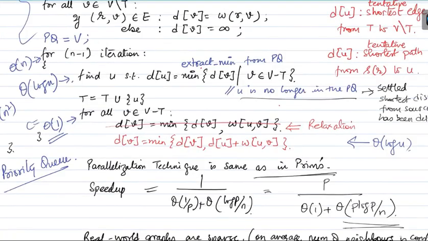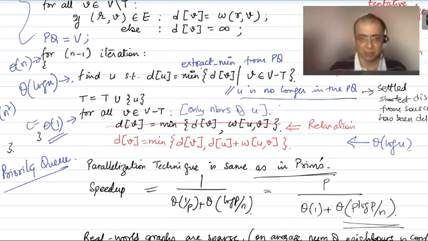If I'm dealing with a sparse graph, the blue ones are all the changes I was making for the sparse graph. I'm not going to go and update this value for all the vertices in V minus T, because there aren't going to be so many vertices. I don't have to look at all the vertices. Instead, I just need to look at only the neighbors of u, the element that has just been extracted. That's Dijkstra's. Is that okay? I hope this is clear.